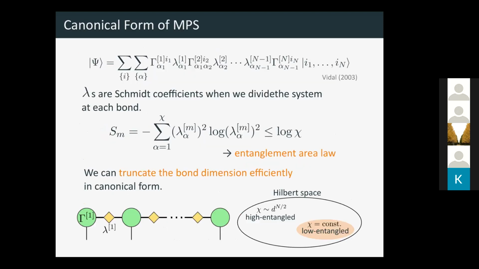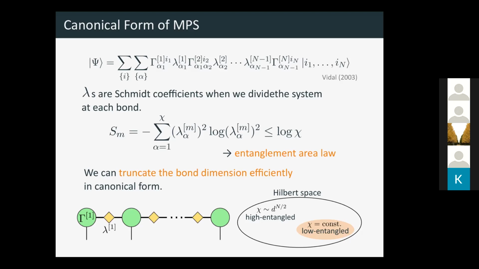To understand the entanglement property of the MPS, it's useful to go to the so-called canonical form of the MPS. All MPS can be transformed to the canonical form without increasing the bond dimension. Here, lambda is the Schmidt coefficient when we divide the system at each bond. Once we are given this kind of construction, we are able to immediately obtain the entanglement property when we divide the system into half at that bond.